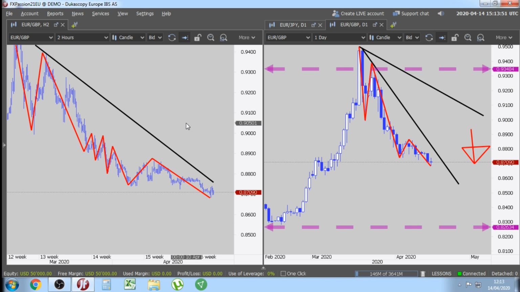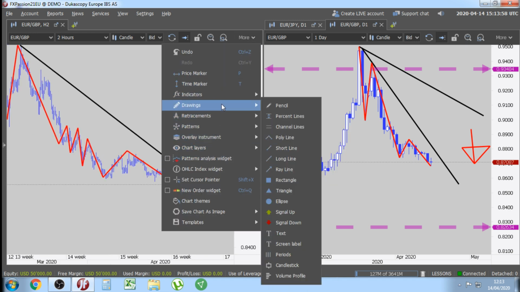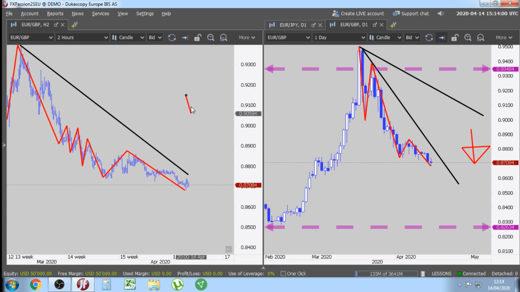Yes, sideways structure. Yes, sir. So do we have a confirmation to enter short based on highs and lows and based on the downtrend lines? Do we have a confirmation? Everybody, yes or no?